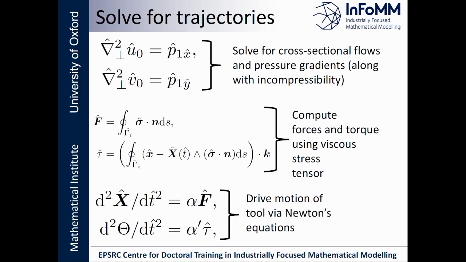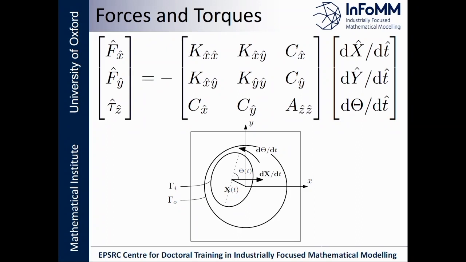And from these, we can compute the forces and torques imposed on the surface of the tool by the fluid. And then we can plug these forces and torques into Newton's equations of motion to see how those forces would drive the motion of the tool within the cross-section. Because this problem is linear, for a given cross-sectional geometry, we can solve the problem once for a velocity in the x direction, velocity in the y direction, and a rotational velocity, and then any movement within the domain would just be a sum of those. And we recover a resistance matrix.